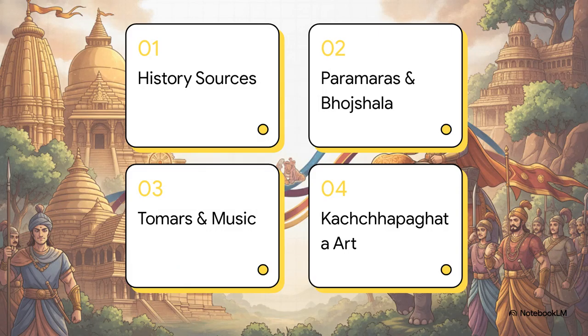So, here's our roadmap for today's explainer. We're going to kick things off with the sources of ancient history, dive into the Paramaras and Bhojshala, then shift gears to the Tomar dynasty's golden era of music, and finally wrap up with Kachchhapaghata art and architecture. Let's get right into it.